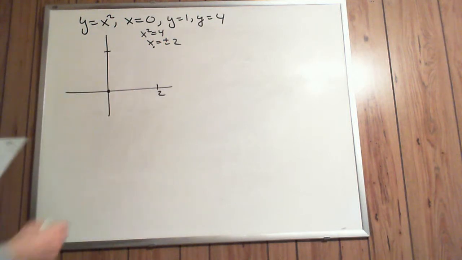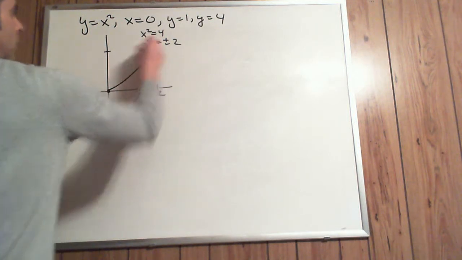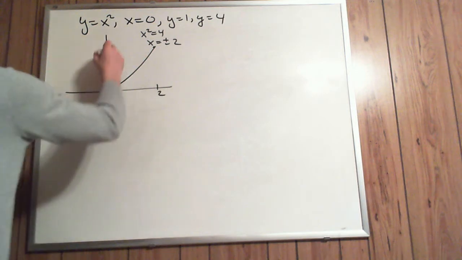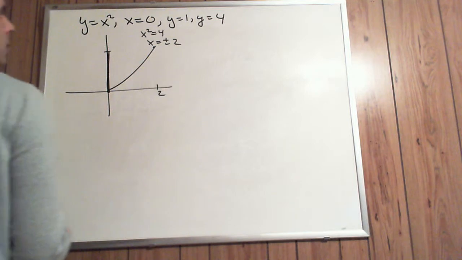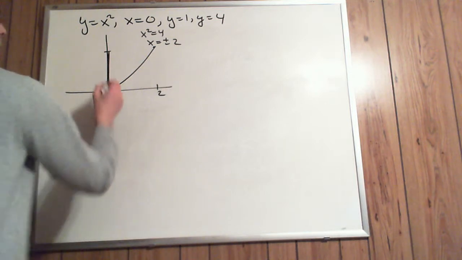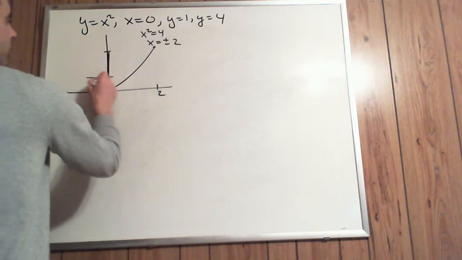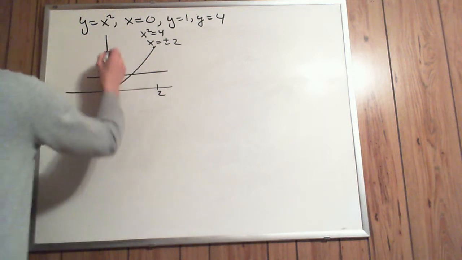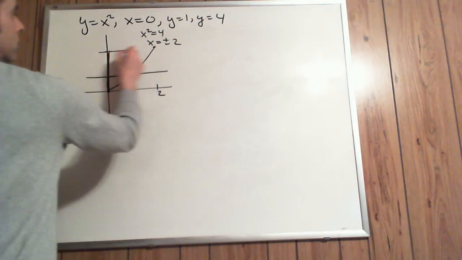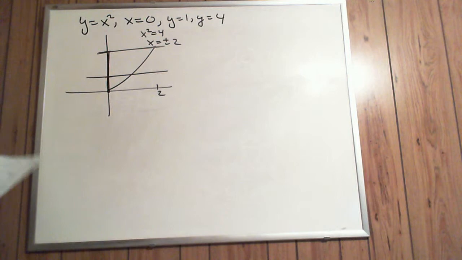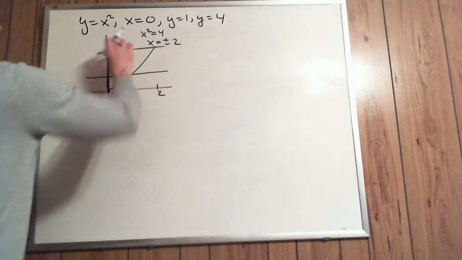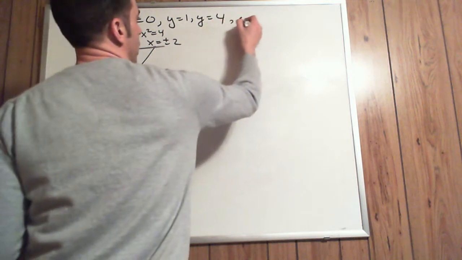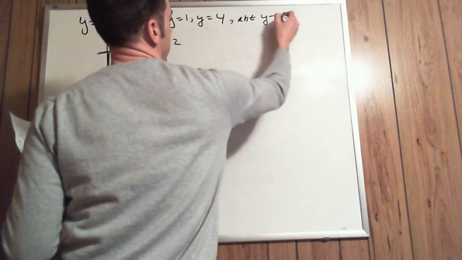Okay, so this is y equals x squared. This is x equals 0, the y-axis. This would be y equals 1. And this would be y equals 4. So the area we're talking about is here. Now in this case, we're going to revolve it about the y-axis.